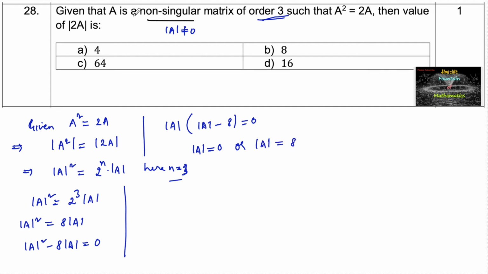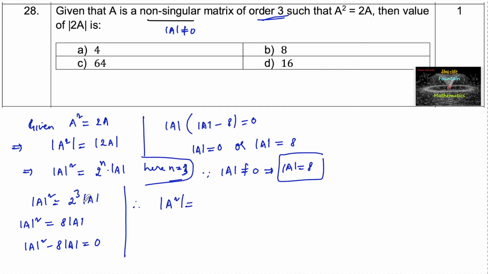Since it's a non-singular matrix, det A not equal to 0. Since the determinant of the matrix is non-zero, it implies that determinant of A can be considered as 8. Therefore, determinant of A square is equal to 2 power 3 into det A. From here we can write that it is 8 times det A, that is 8 into 8, which is equal to 64.